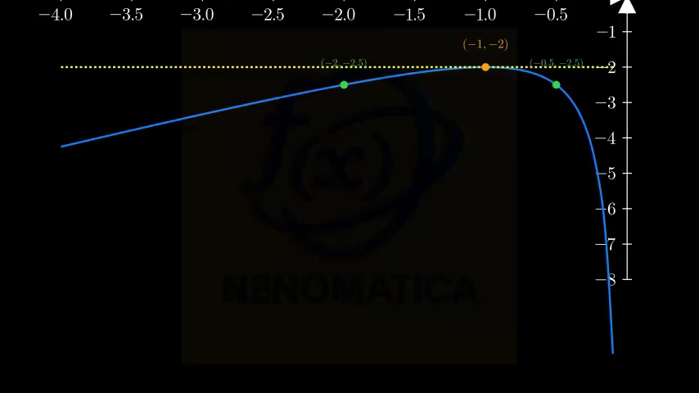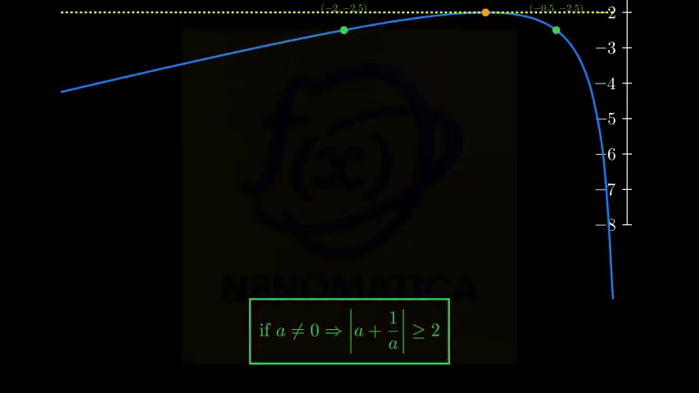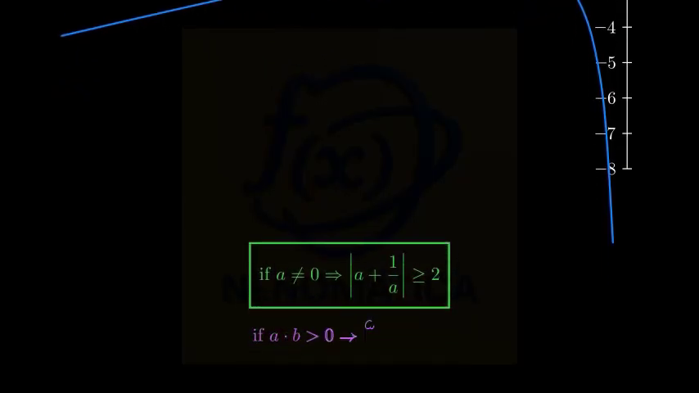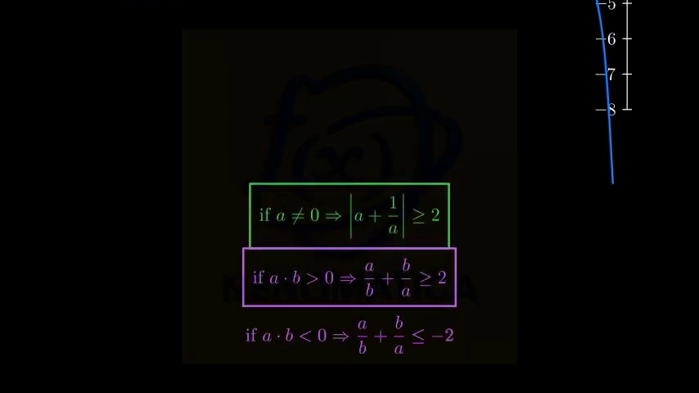Now, let's combine both parts of the theorem to state it more generally. If a is not equal to 0, then the absolute value of a plus 1 over a is greater than or equal to 2. This theorem can be extended to more general rational expressions. If a and b are non-zero numbers with the same sign, then a over b plus b over a is greater than or equal to 2. We can extend this even further. If a and b are numbers with opposite signs, then a over b plus b over a is less than or equal to negative 2.